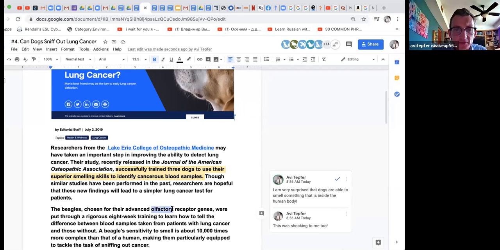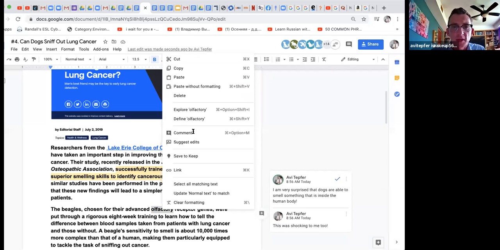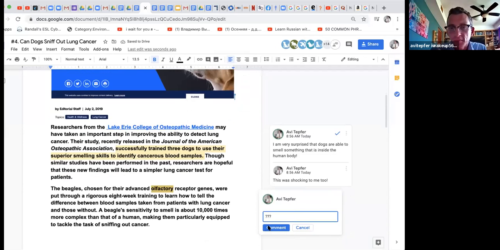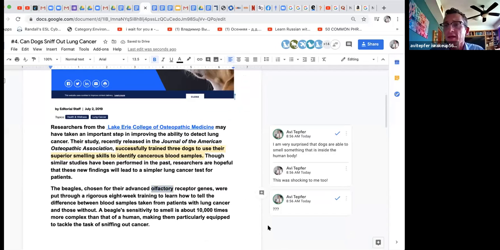Now, looking down here, wow, okay, well, here's a really complicated science word. I don't know that one. So I'm going to just make a comment on it. I'm going to put my 3 question marks here. And I'll come back to that, and I'll keep reading, but I'll come back and see if maybe someone in my group can give me a little bit of information about what that means, since I need help with that one. Okay.